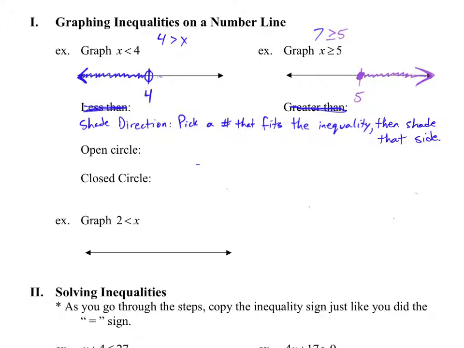If that's kind of messing with your head a little bit, you could just pick any number other than that boundary number, the thing you have your circle on. Pick a number, see if it works. If it works, shade that side. If it doesn't work, then shade the other side.